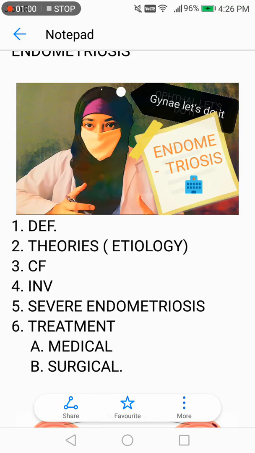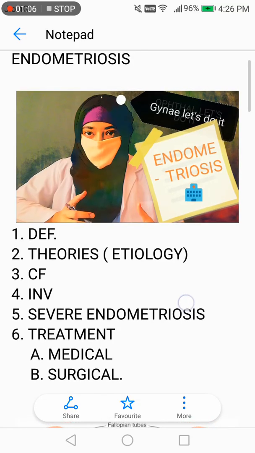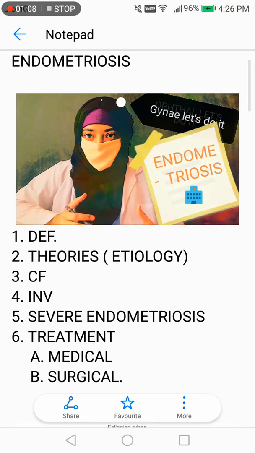Usually these women have some Mullerian anomaly, so the proper vagina is not developed, the endocervix is not developed. So what happens? The blood flow in the menstrual cycle goes in a retrograde fashion. So that is retrograde menses. Some other theories: number three, immune related. Number four, it may be related to coelomic metaplasia. Number five, it could be because of hematogenous spread.